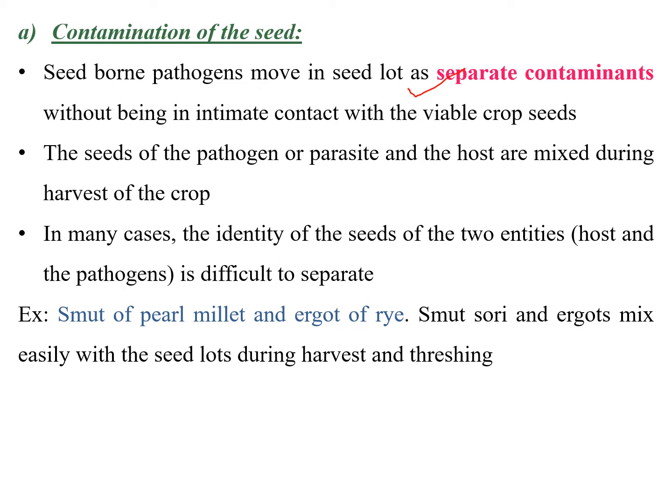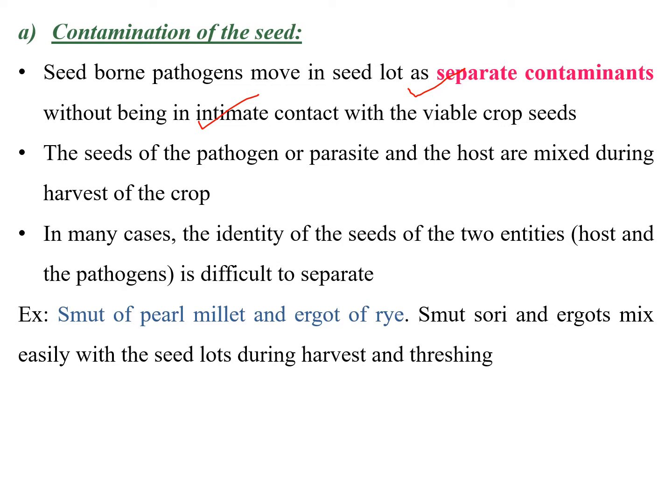That means there will be no pathogenic relationship between the seed and the pathogen. They just move as contaminants with the seed lot, without being in intimate contact. The seeds of the pathogen or parasite and the host are mixed during the harvesting of the crop. During harvesting, pathogen-infected seed and healthy seed mix together, and they move from one place to another.